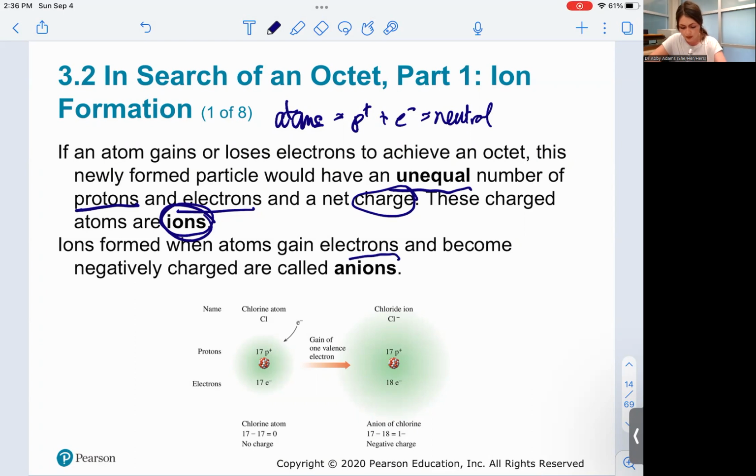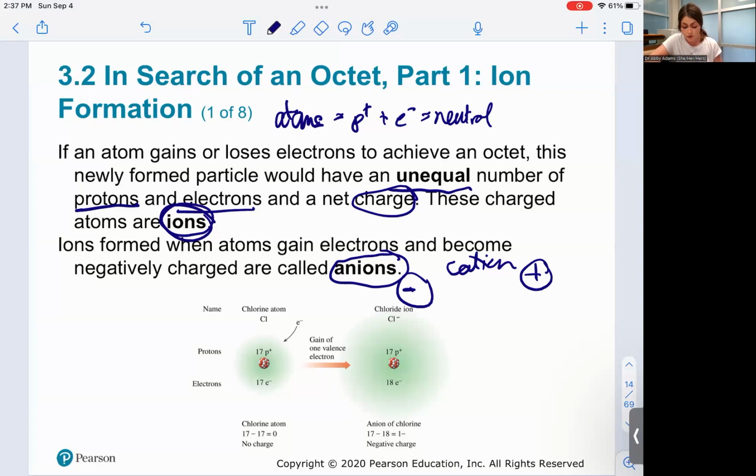Whenever you have a negatively charged atom, that's going to be called an anion. Anion. Get familiar with that. Anion is negative. And when you have a positively charged atom, that's going to be a cation. So anion, negative. Cation, that's positive. Write it out for yourself.